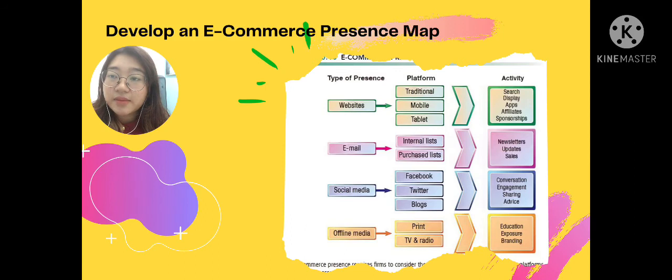For the email presence, there are two platforms: internal list and purchase list. For the activity, there are three: newsletter, updates, and sales. For the social media presence, there are three platforms: Facebook, Twitter, and blogs. And for the activity, there are conversation, engagement, sharing, and advice. And the last is offline media. There are two platforms, print and TV and radio. And for the activities, there are education, exposure, and branding.